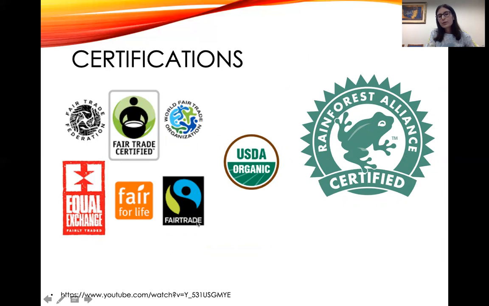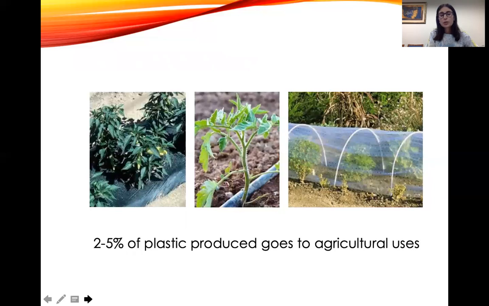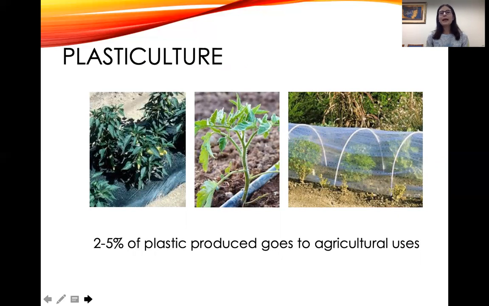Generally, we would always look for the Fair Trade and the Rainforest Alliance certificates. These are the things that you look for in the products that you use. But there's something else that I always speak against, and I couldn't stop myself from bringing it up again. And that is the fact that a lot of our agriculture is now using plastic. And this is now being called plasticulture.